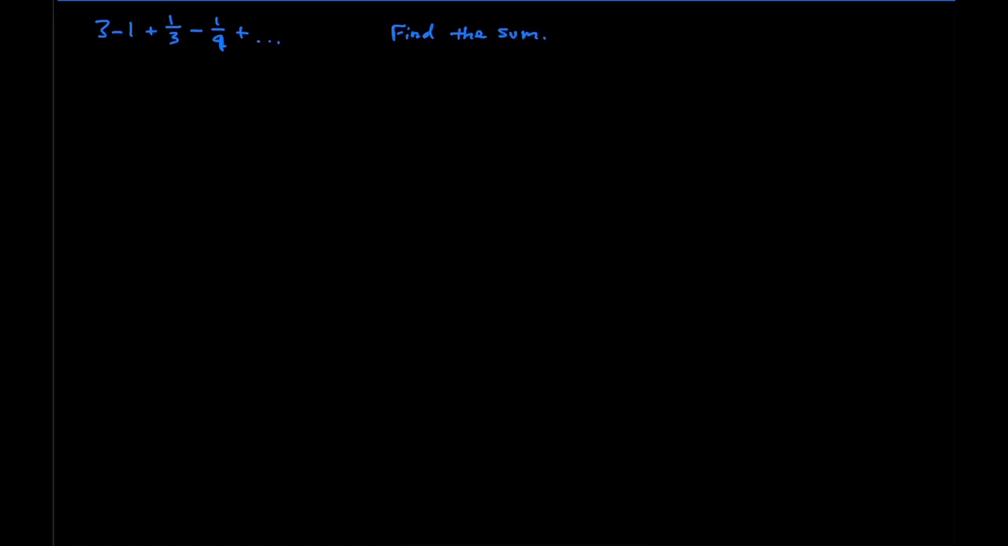So the goal here is to find the sum. What you want to do is figure out what kind of series it is and then find out which formulas you need. You take the first term, which is the 3, and then you also identify the second term, which is the -1. And you want to keep the subtraction sign with the 1, so it's -1.